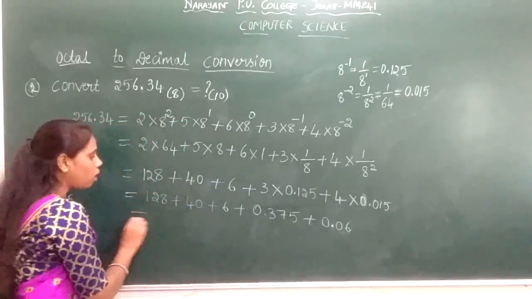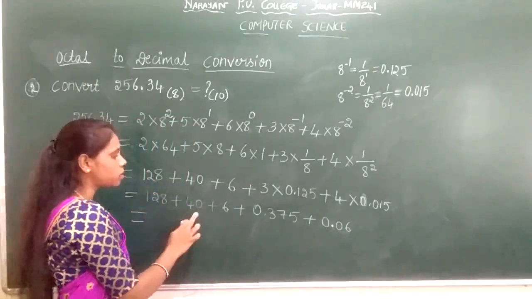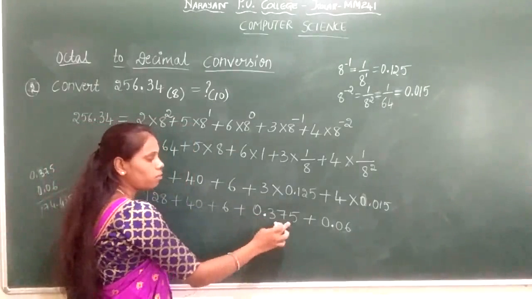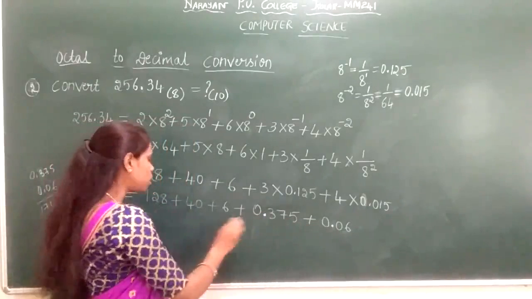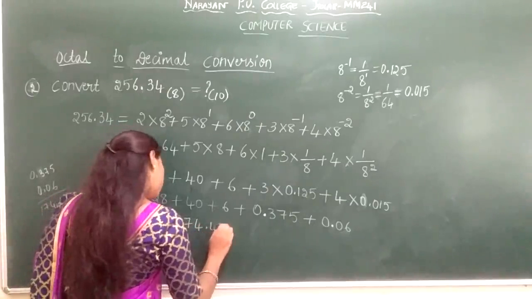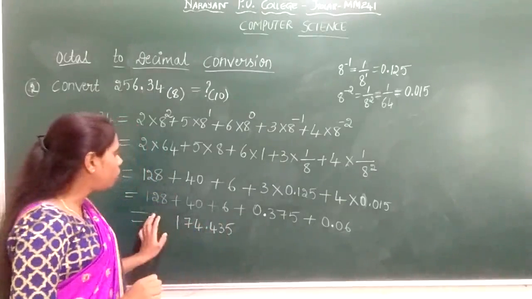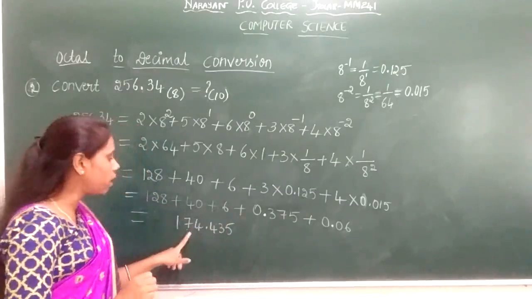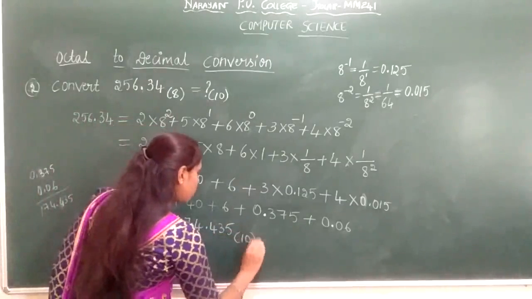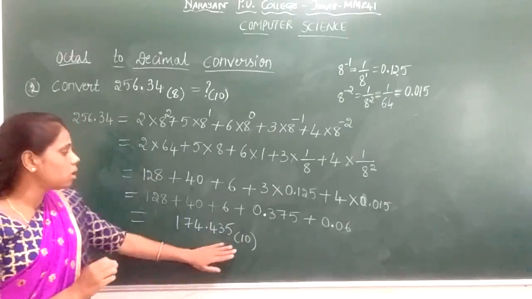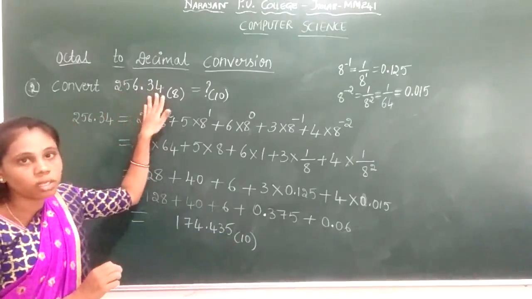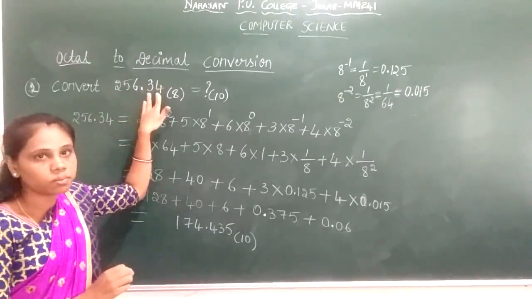Now add all these terms, that is 128 plus 40 plus 6 plus 0.375 plus 0.06, you will get the value 174.435. After adding all these values, you will get 174.435 and the base is 10. This is the decimal equivalent value for 256.34, that is your octal number.